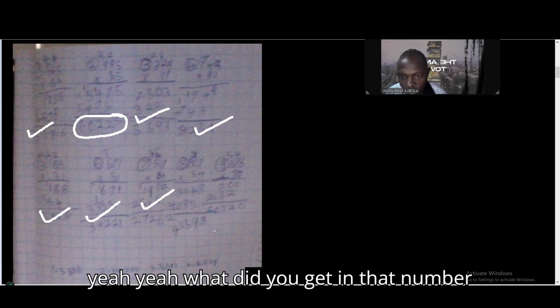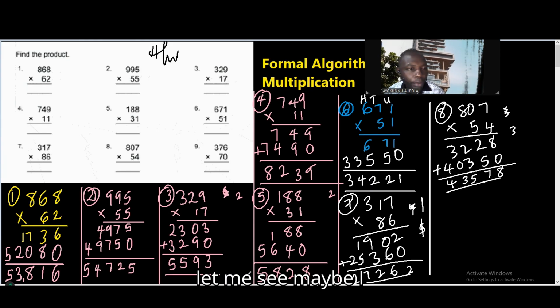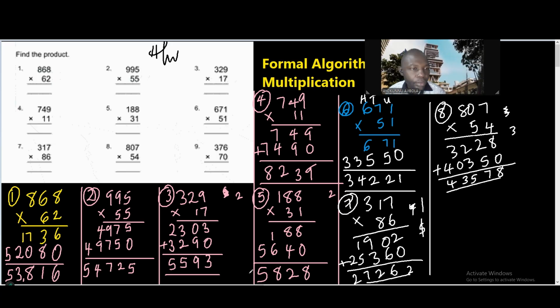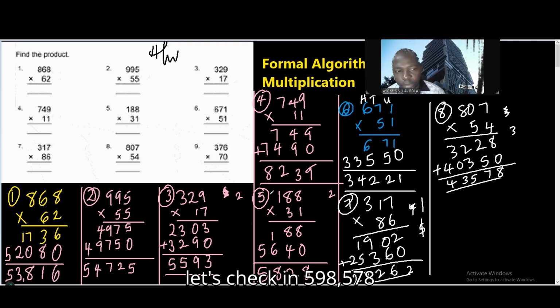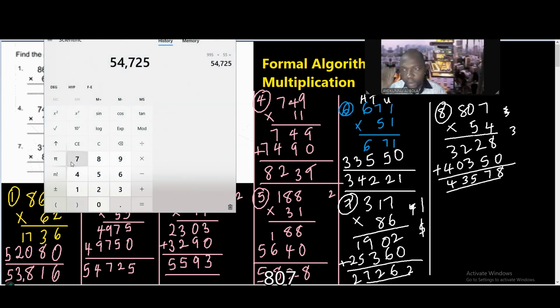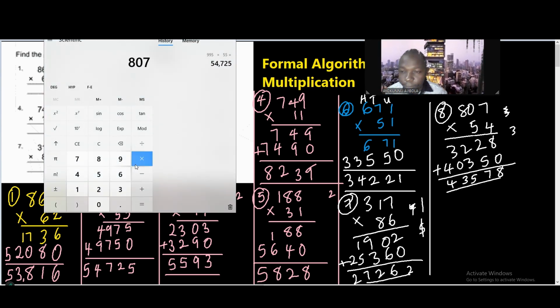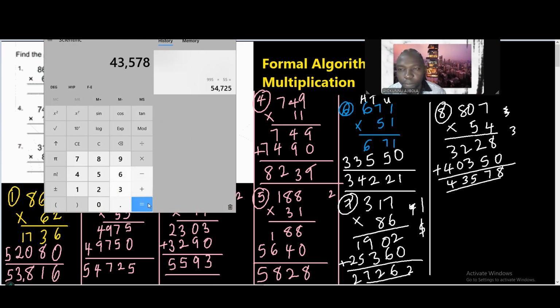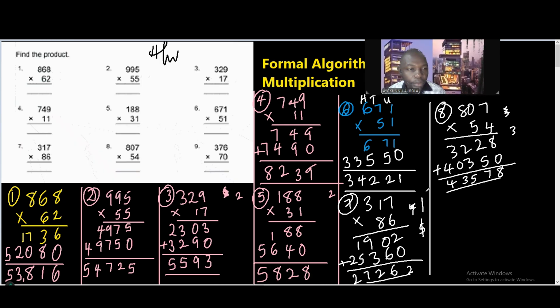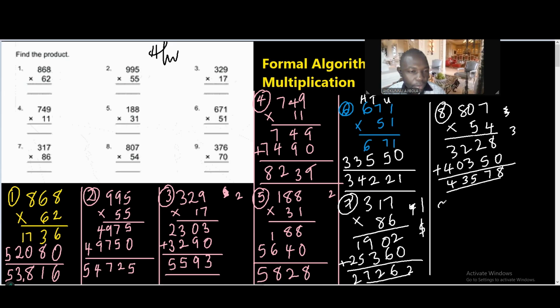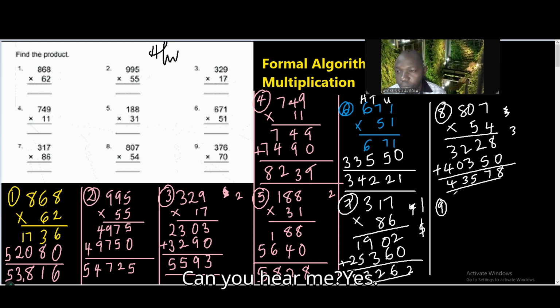What did you get in that number 8? I got 43,598. Let me see. Maybe I made a mistake somewhere. Let's check it. 598, 578. 807 times 54, right? So it's 43,578. Exactly. Can you hear me? Yes.